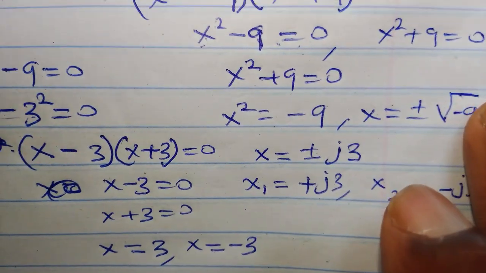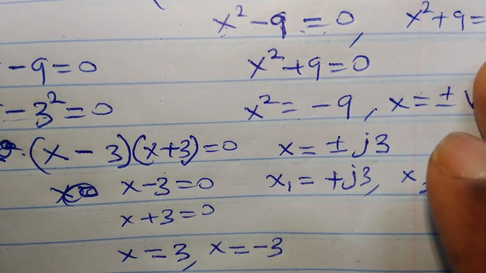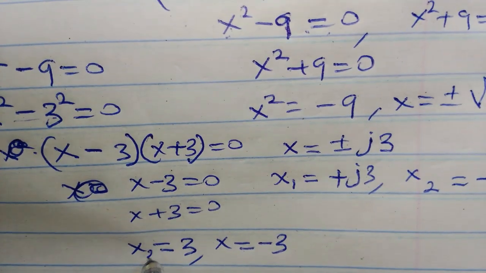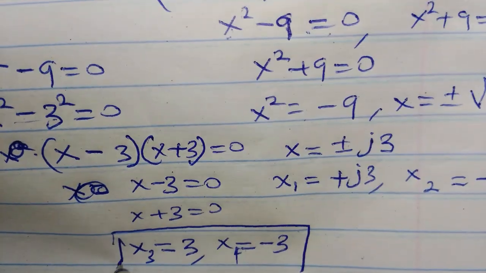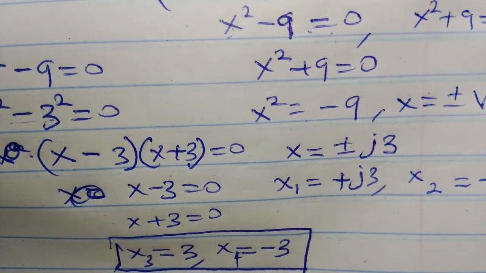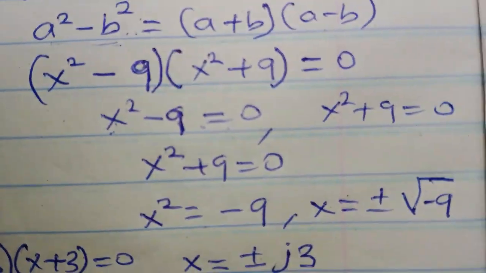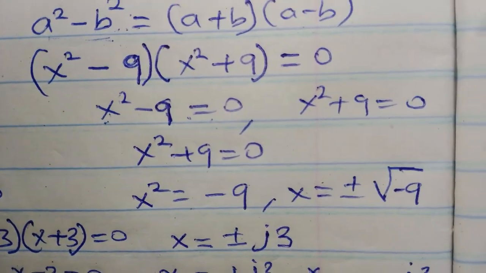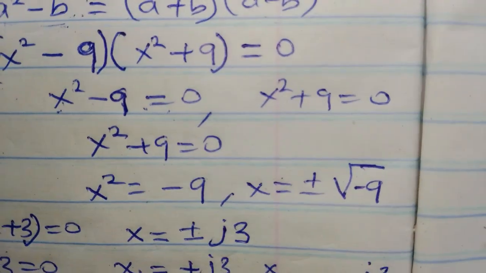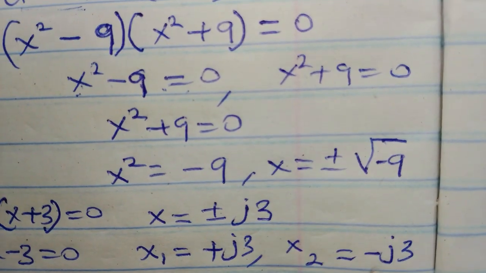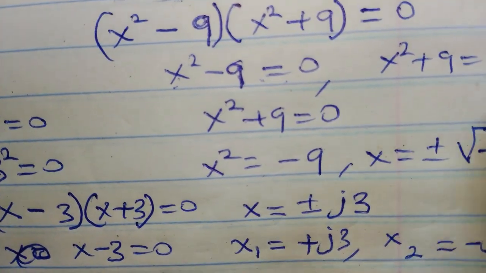So these are the third and fourth values for x3 and x4. Remember, from our first one, we got this. So this is our first and second value, and this is our third and fourth value.